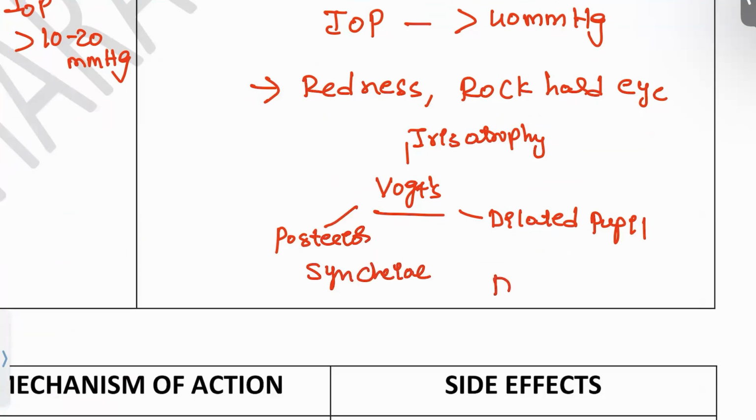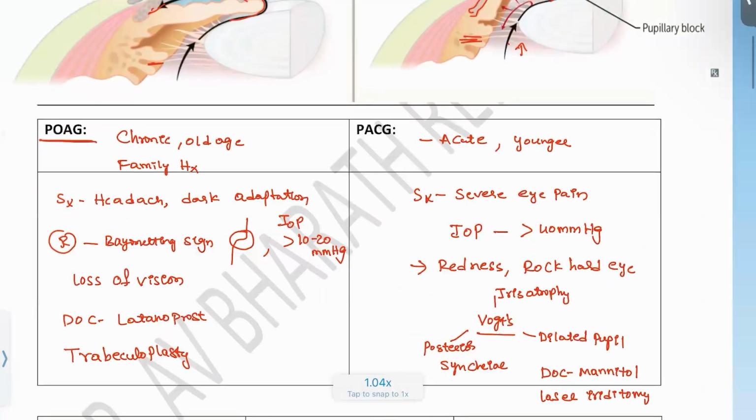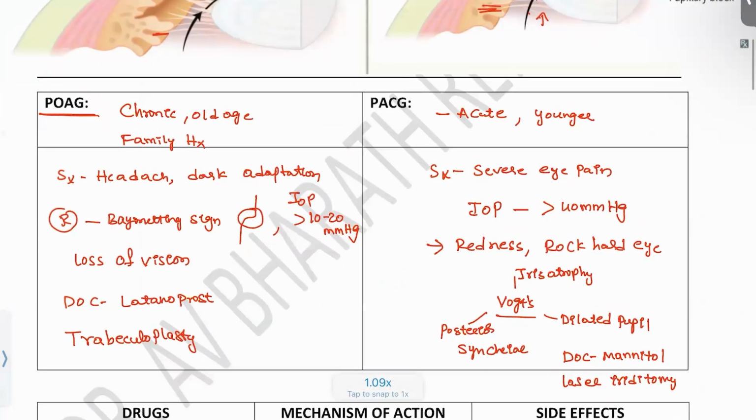And what is the drug of choice for this patient? Immediately you have to give the mannitol for this patient. And the ultimate treatment for this patient is a laser iridotomy. Okay, so this is the difference between open angle glaucoma and closure angle glaucoma.